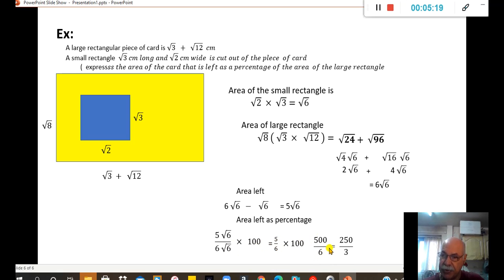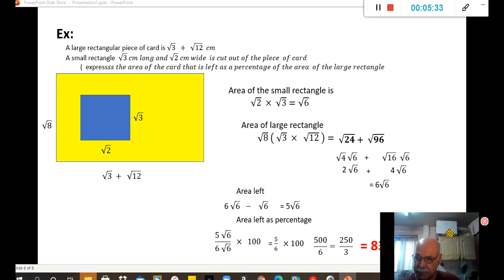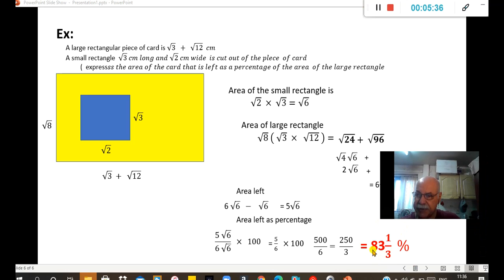When we cancel the common factor 2, it becomes 250 over 3. After we divide to simplify, it becomes 83 and 1/3 percent. This is the last answer for this area.